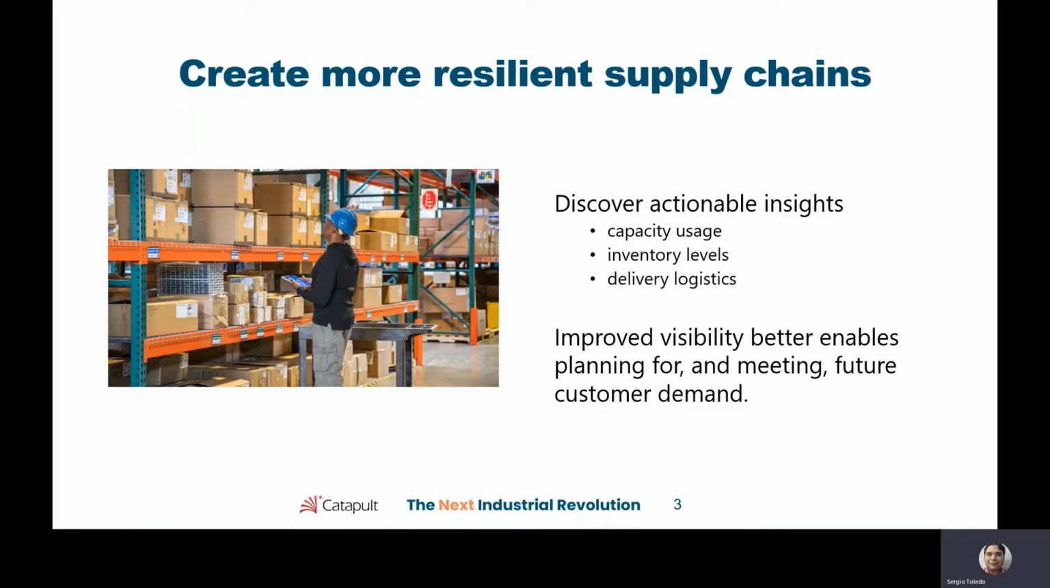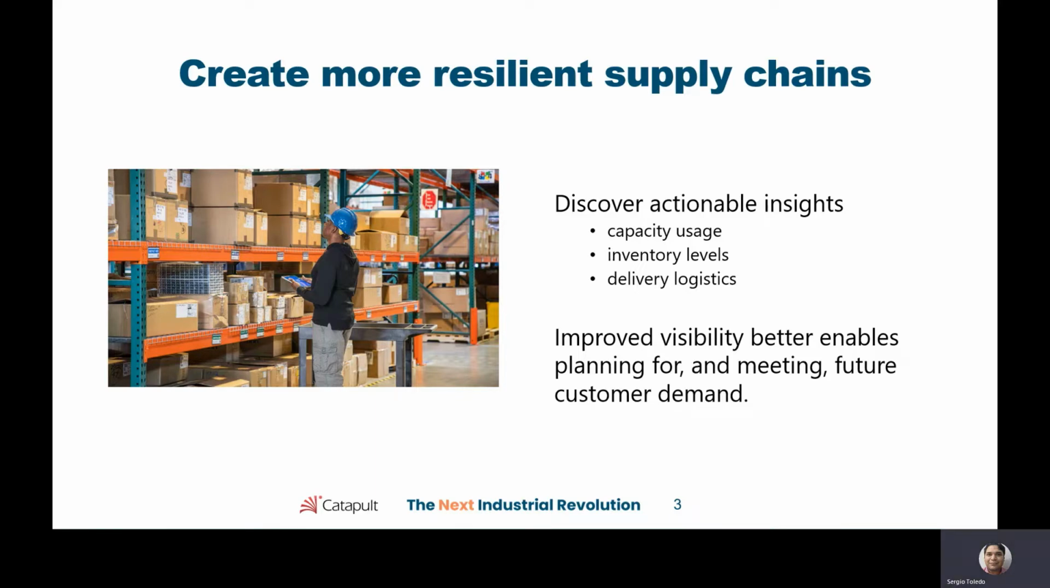So we want to create a more resilient supply chain because by doing so, we can discover actionable insights. We want that call to action. And that can be because we want information pertaining to capacity usage, inventory levels, delivery logistics. As we all know, these are very important metrics to keep track of, and we want to be able to act on both good and bad pieces of information that come from those specific metrics.